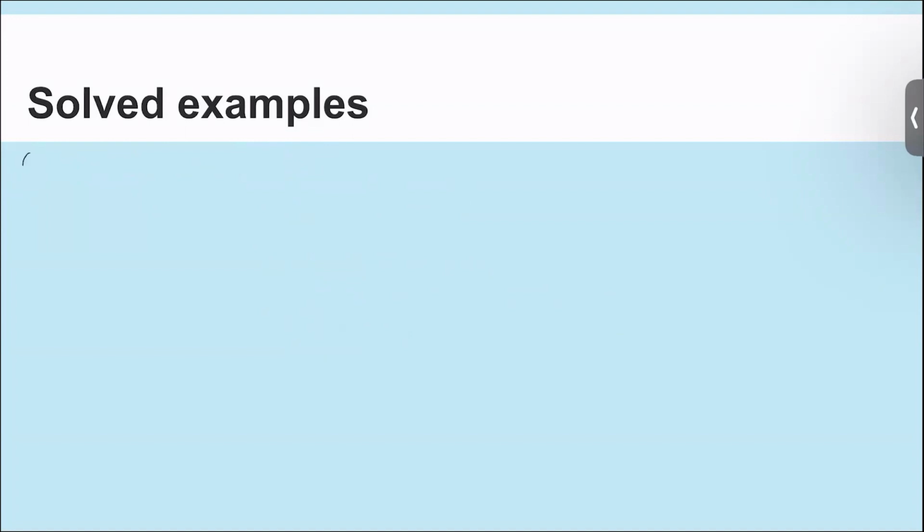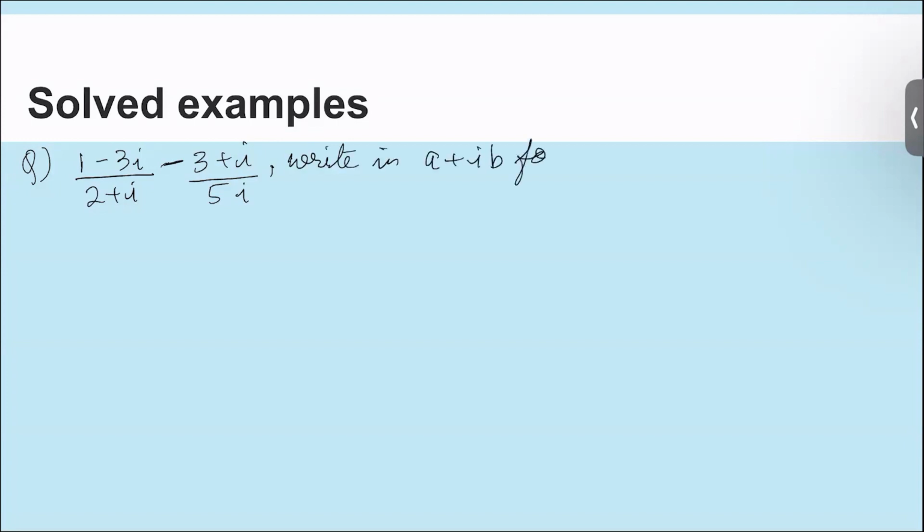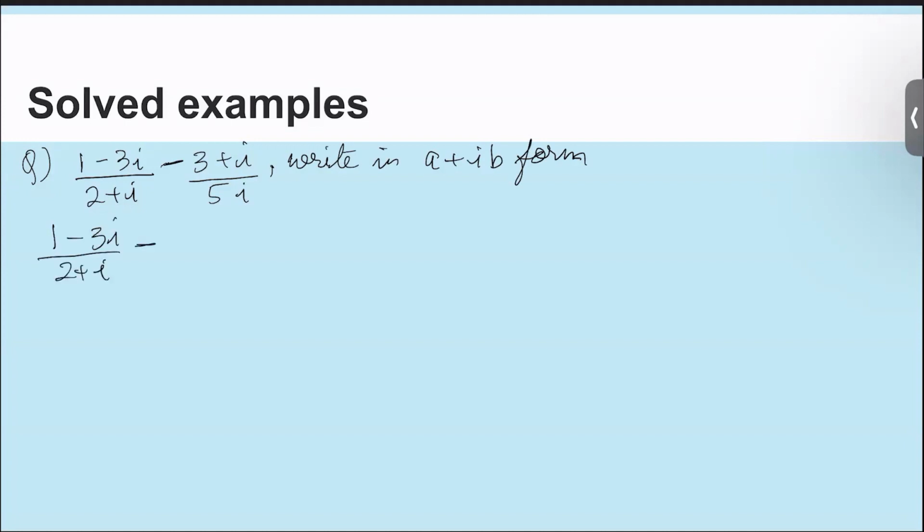Say you are given (1 minus 3i) upon (2 plus i) minus (3 plus i) upon 5i. Okay, so you have to write this in the a plus ib form. So you have to simplify it and get it to a complex number form. So let's take this.